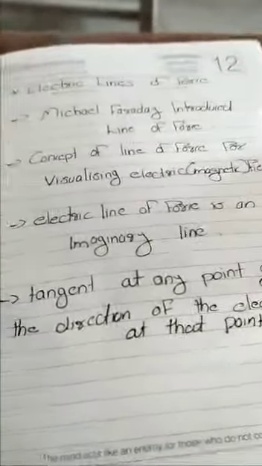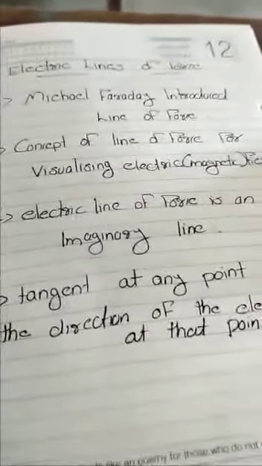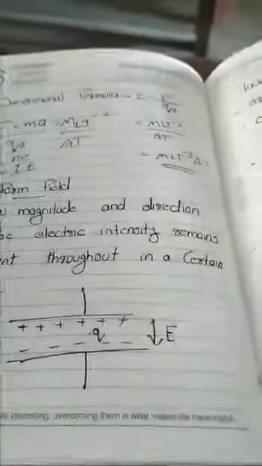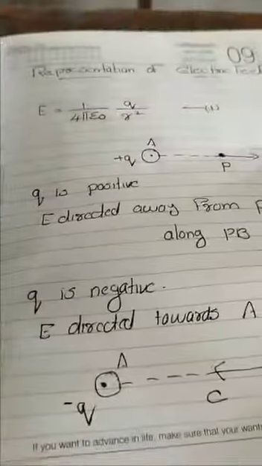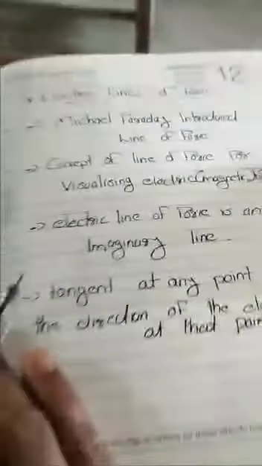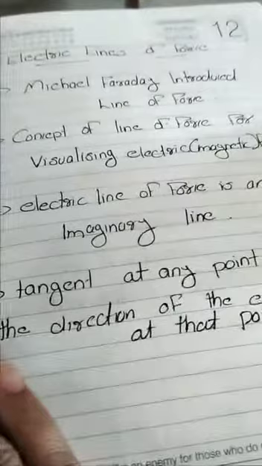Okay, good afternoon everyone. Today is our physics topic, a continuation of yesterday's electric lines of force. Yesterday we studied what electric lines of force are, what electric intensity is, what uniform and non-uniform fields are, and the representation of the electric field, E equals 1 by 4 pi epsilon 0 Q by R square. Okay, today we are starting the properties of electric lines of force.